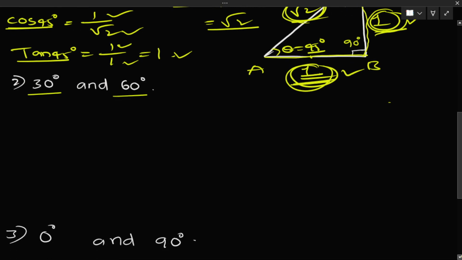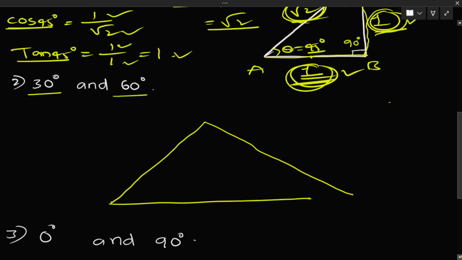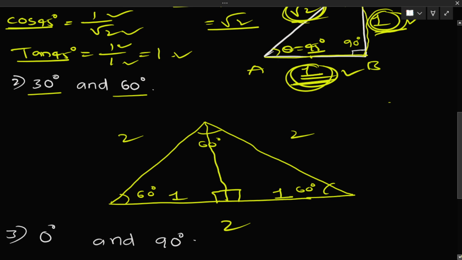And moving to 30 degrees and 60 degrees. Here it is also an easier way to remember. Consider an equilateral triangle. I am going to draw an equilateral triangle here. In an equilateral triangle, we know that all angles are equal to 60 degrees. Consider each side as 2. So if I draw an altitude and median, it divides the base into 2 equal halves, that is 1 and also 1.